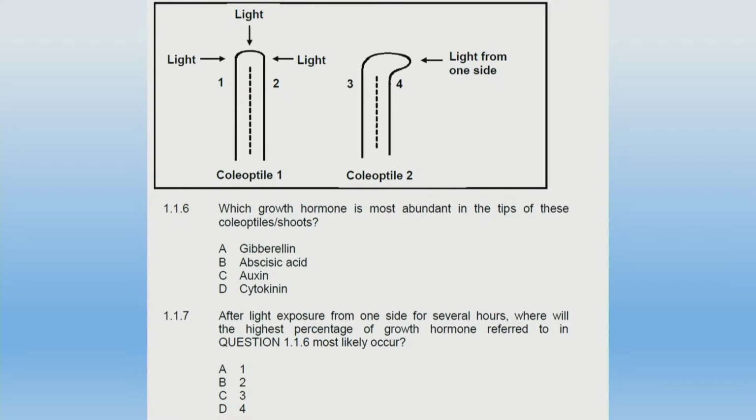And then 1.1.7, after light exposure from one side for several hours, where will the highest percentage of the growth hormone referred to in question 1.1.6 most likely occur? So it will be at number C, which will be 3.